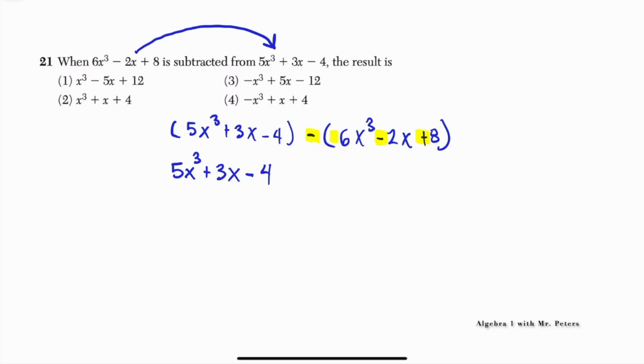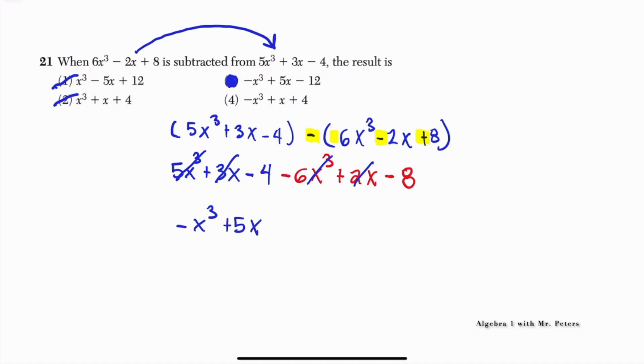So positive 6x to the third inside the parentheses turns to negative 6x to the third. Negative 2x turns to positive 2x. And positive 8 turns into negative 8. Now, once I combine 5x to the third minus 6x to the third, that will give me negative x to the third. Let's eliminate answer choice 1, answer choice 2. Now, 3x plus 2x is positive 5x. That means our answer is going to be answer choice number 3.